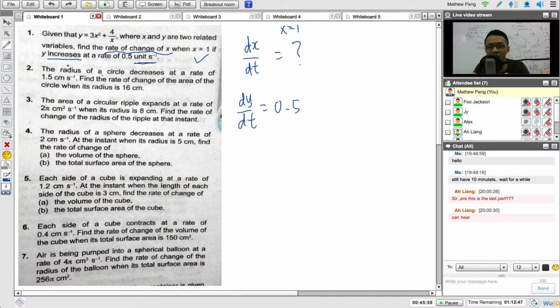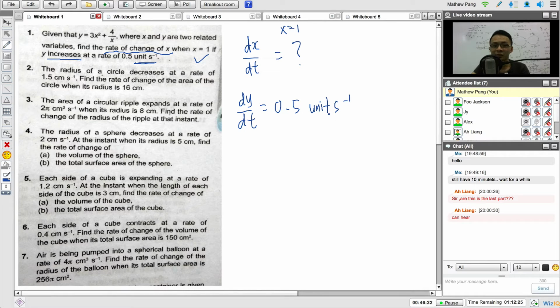If you use the word increase, you can do as usual, which is 0.5 unit per second. If you change increase to decrease, remember to add a negative into it, because in rate of change, it's very important whether it is increase or decrease. So remember, for decrease you must add a negative. You can write the unit over here as unit per second.